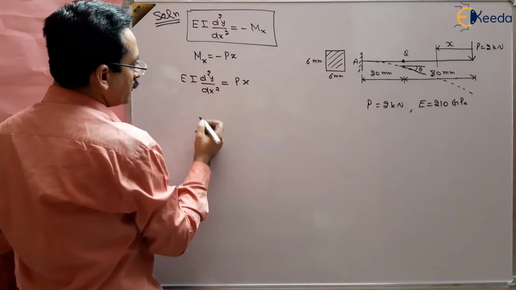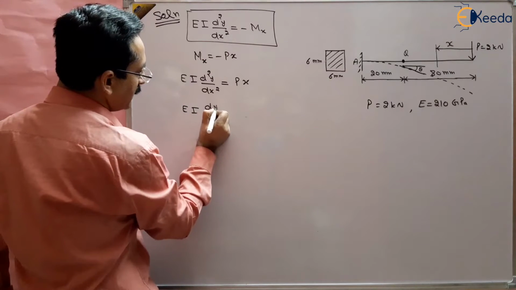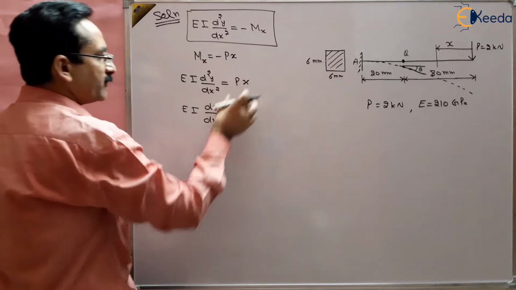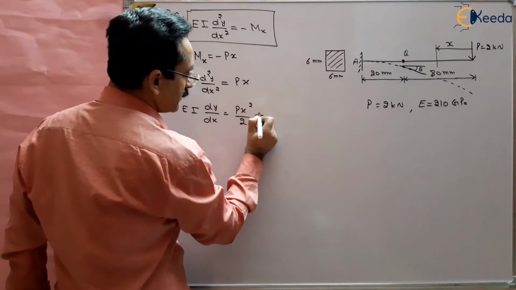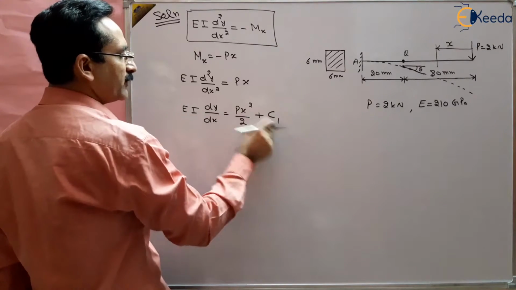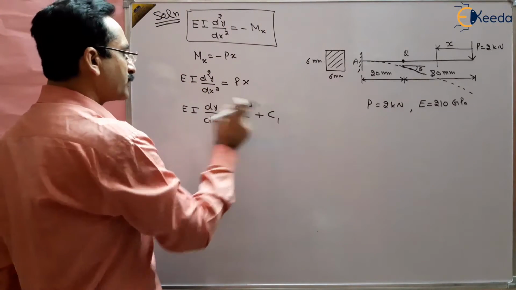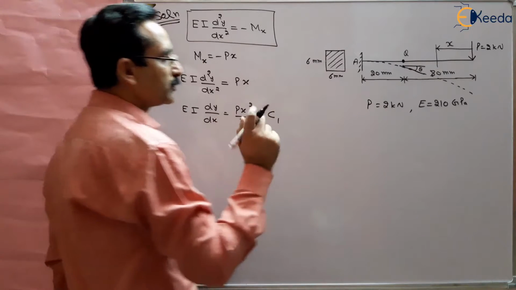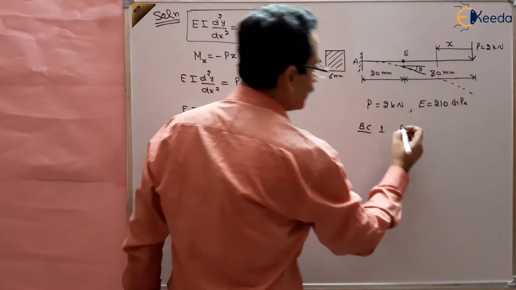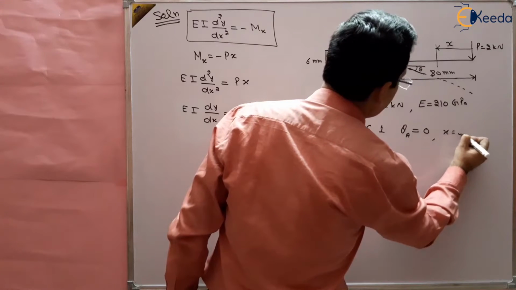We integrate it to get the slope. So EI dy by dx, integrating it, will be equal to Px square by 2 plus some constant c1. How to find out this c1? To find c1, we should know the boundary conditions. One of the boundary conditions is that the slope at point A, the fixed end, is equal to 0, that is at x is equal to L.